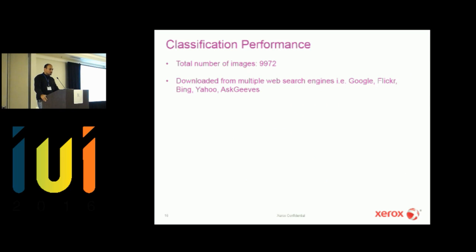So how did we perform? The total number of images that we could get from all these search engines was nearly 10,000 images, and we used multiple search engines. One thing this showed us is that we don't need to manually label the data. All the data that we could download from these search engines was self-sufficient in terms of training the system on how a table looks, how a diagram looks, how a flowchart looks.